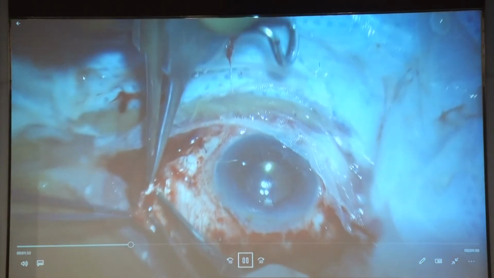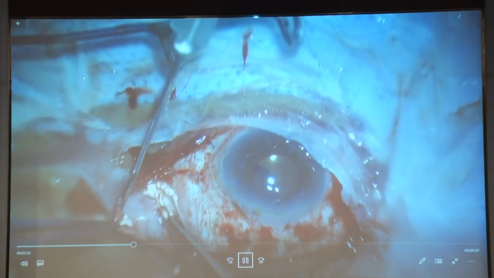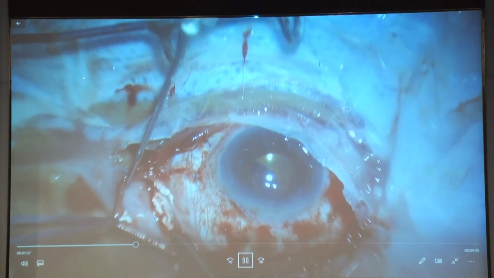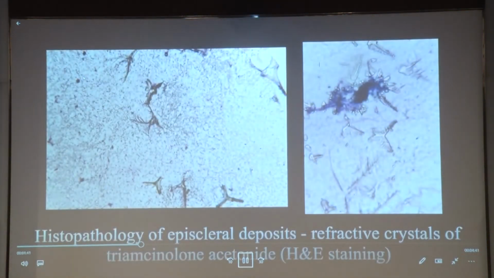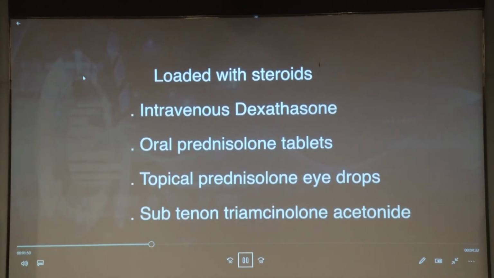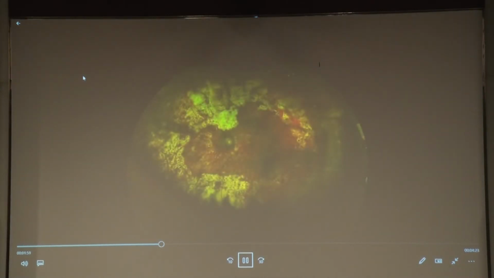At the end of the surgery, we were surprised to find episcleral creamy white material, which we dissected and sent for histopathology. These turned out to be refractile crystals of a periocular triamcinolone acetonide steroid deposit. This patient was initially diagnosed as non-infectious uveitis and loaded with steroids of every form. We administered intensive antifungal therapy. The endophthalmitis cleared and the retina was stable post-operatively.